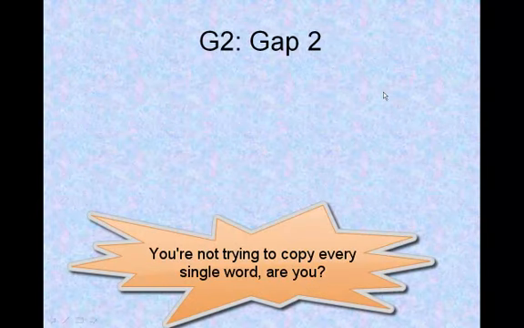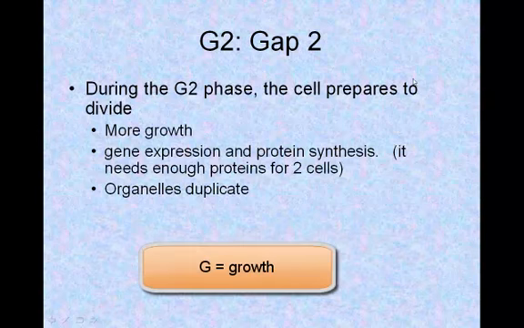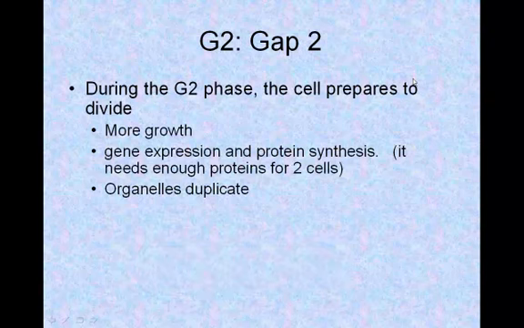And then G2, which is also gap 2 or growth 2, the cell grows some more, and also the organelles duplicate. So you're going to make more mitochondria, you're going to make more ribosomes, you're going to make more chloroplasts if you're a plant. This is preparing for division.